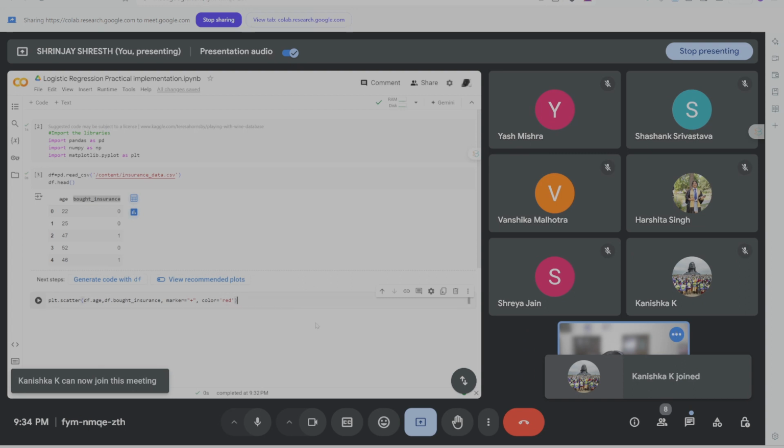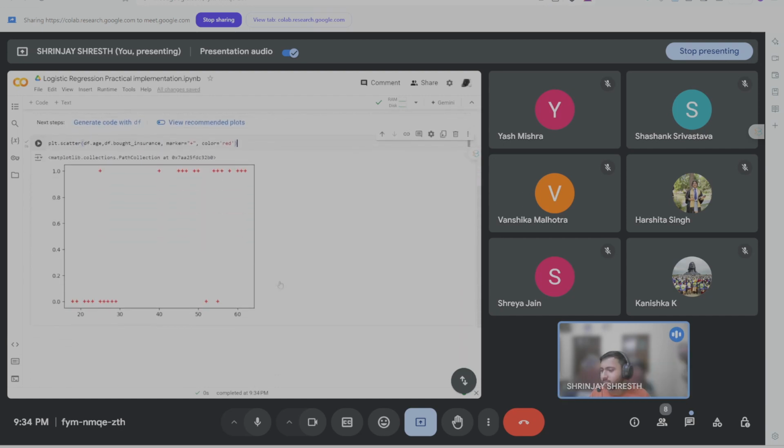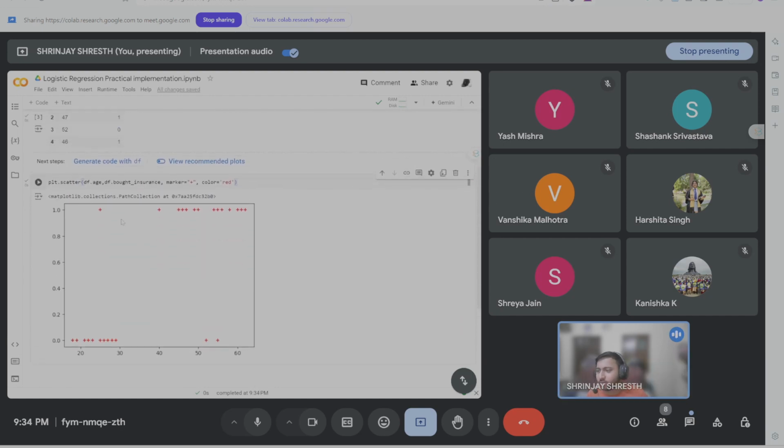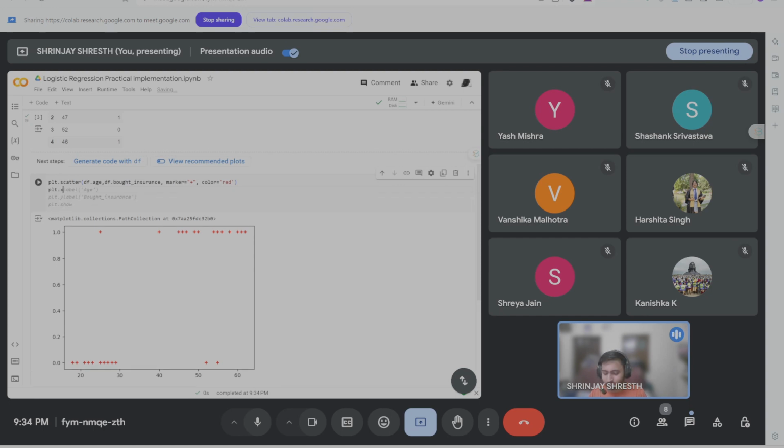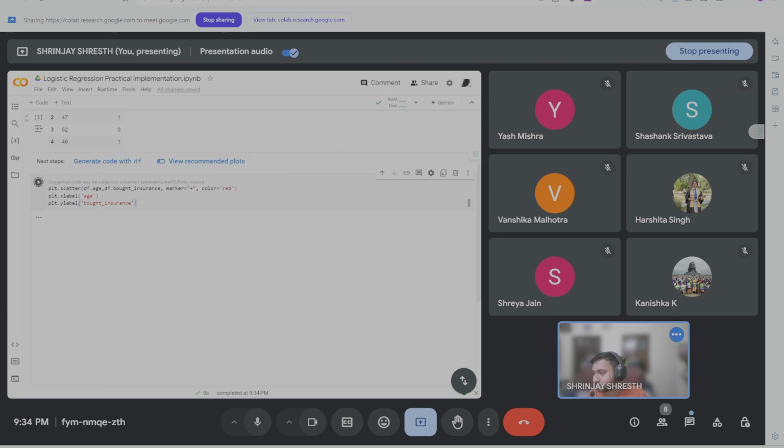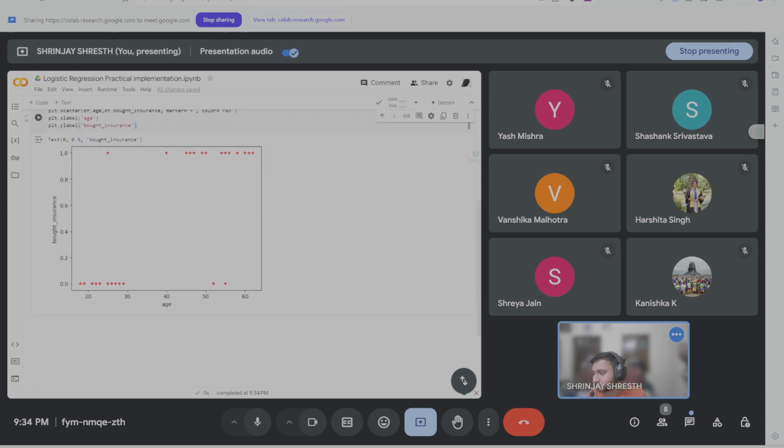So using this, let us run this thing and let us see how it is scattered. So you see, this is how your data set is scattered. You have this x-axis and you can have this plt.xlabel. This is your age, and you see your y-axis is varying between 0 and 1.